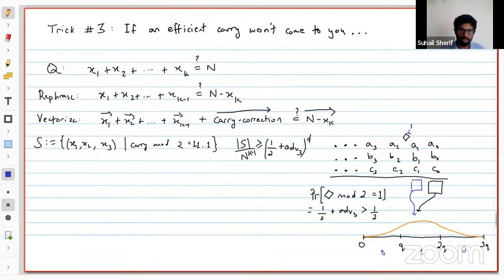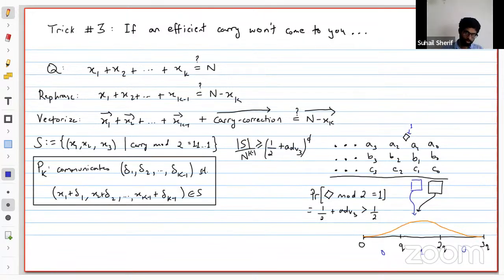So let's just take this set S of all numbers such that the carry modulo 2 is the all 1 string. Well, since each coordinate has probability half plus some constant of being 1, this set has size significantly larger than 1 by 2 to the d. So the distribution of carries modulo 2 is not uniform. And so there should be some way to compress it a bit, but we're not going to compress it.